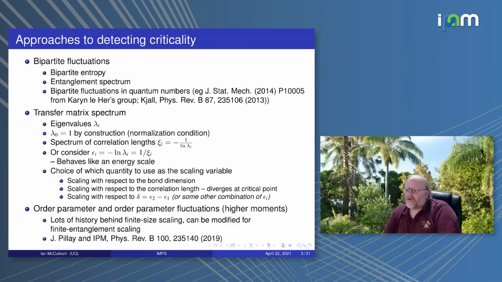So what I'm going to talk about here mostly is scaling with respect to the correlation length itself, and especially focusing on order parameter fluctuations, so higher moments of the order parameters. Of course, for finite systems, there's lots of history behind this of calculating Binder cumulants and so on for finite-sized systems. So what we're really looking at here is how we can modify these kinds of finite-sized scaling approaches to look at finite entanglement scaling as we scale the bond dimension of an infinite translationally invariant matrix product state.